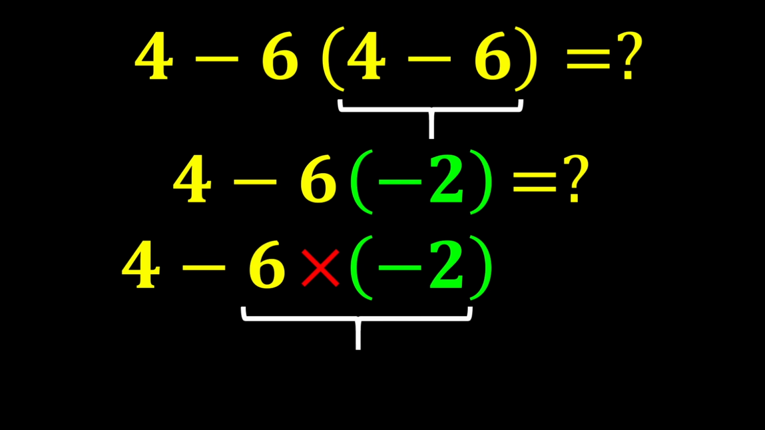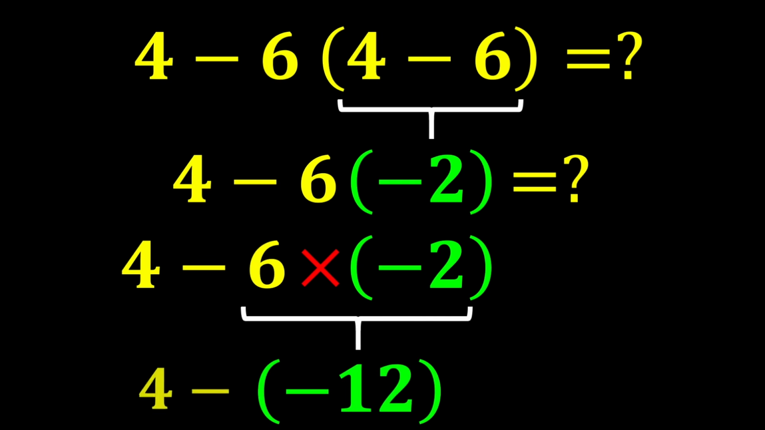6 multiplied by negative 2 gives us negative 12. In the end, 4 minus negative 12 gives us 16, which is our final answer.